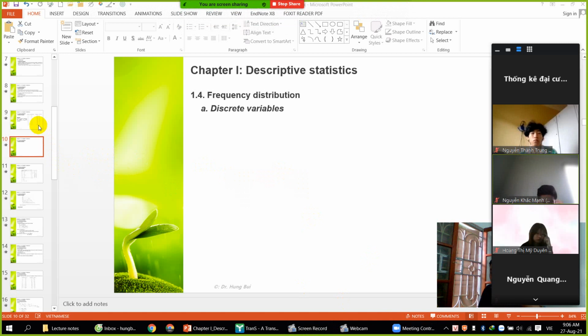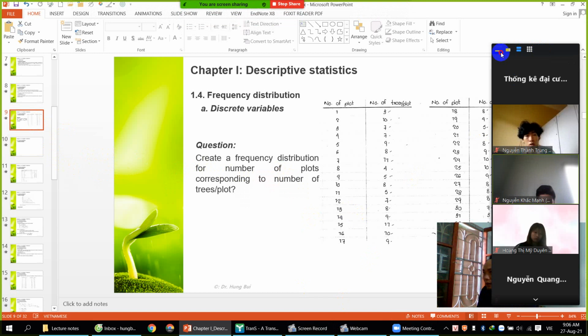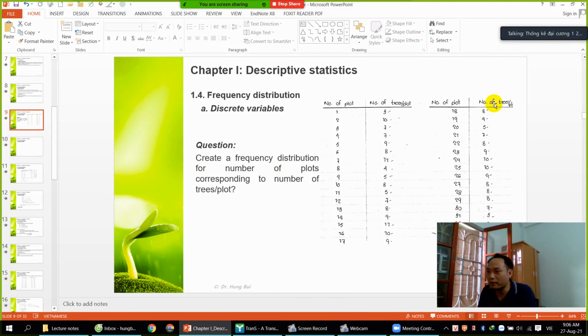Okay, so where we stopped last lecture? Here, right? So you finished writing the data. Now I want to show you how to answer this question. The question is that I want you to create a frequency distribution for a number of plots corresponding to the number of trees, right? Meaning we have to count how many plots have three trees, how many plots have 4 trees, how many plots have 5 trees, how many plots have 6 trees, and so on. Is that right, guys?